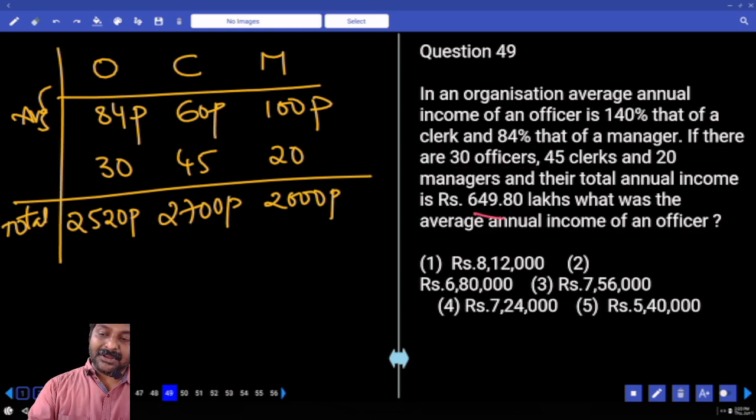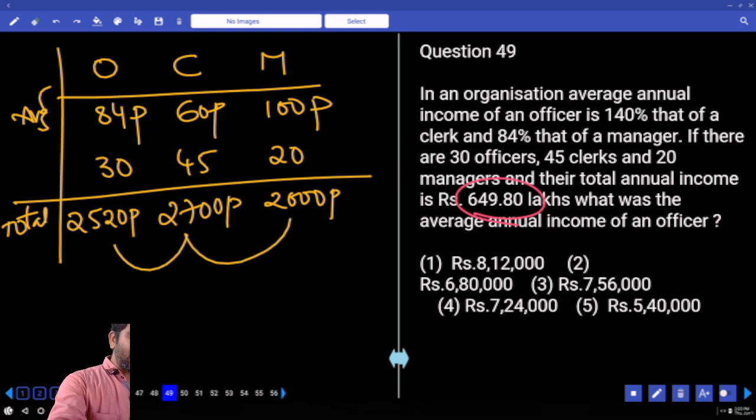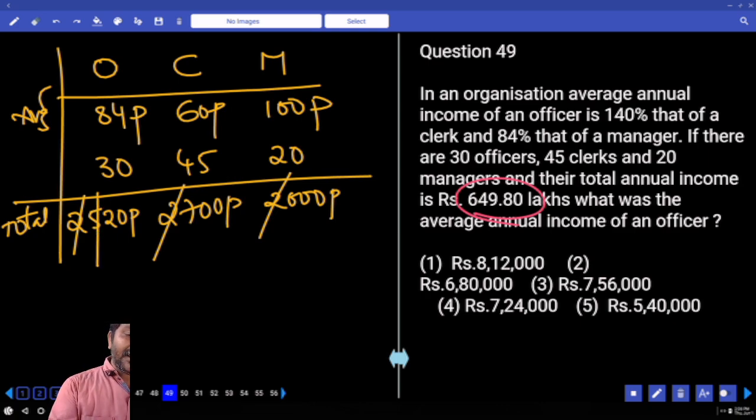But the number mentioned here, 649.8, is the total expenditure for all officers, managers, and clerks together. Correct? That means here also we need to add all the numbers. 2000, 2000, 2000, 6000, remember. 500 plus 700, 7200. And then the leftover number 20.